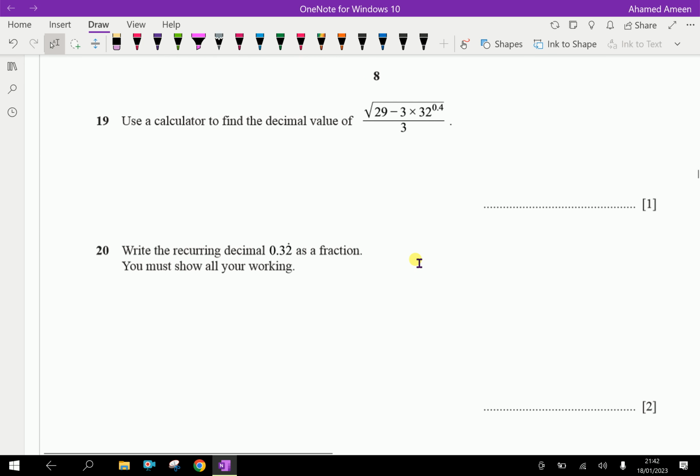Next question, using a calculator to find the decimal value of 29 minus 3 into 3 to the power 0.4 divided by 3 is 1.374. Approximately we can write to two decimal places, 1.37.